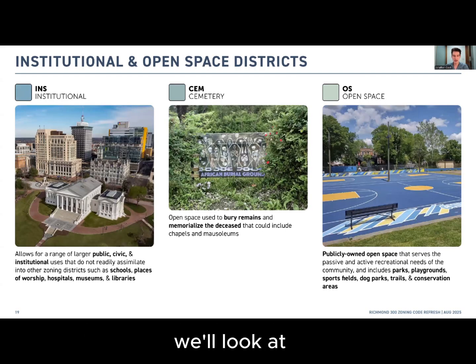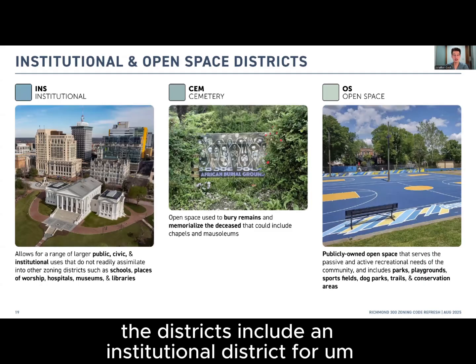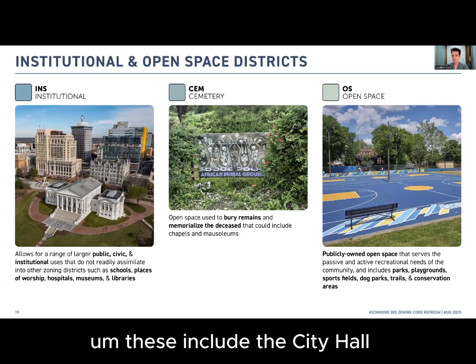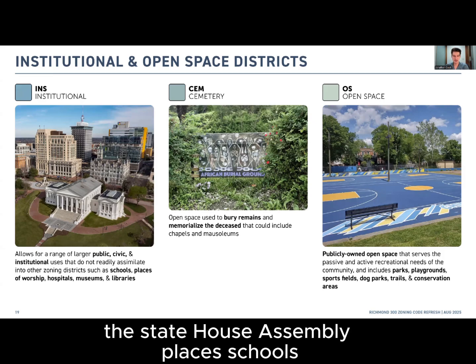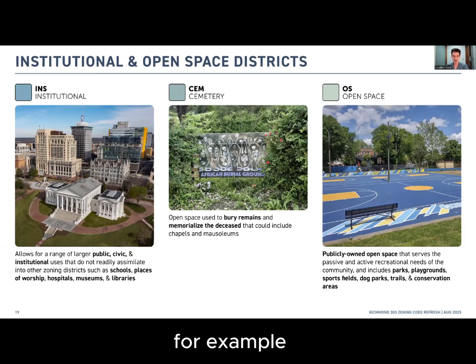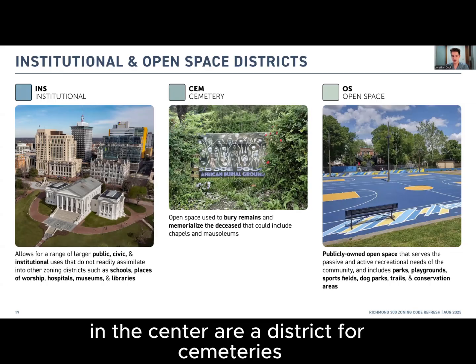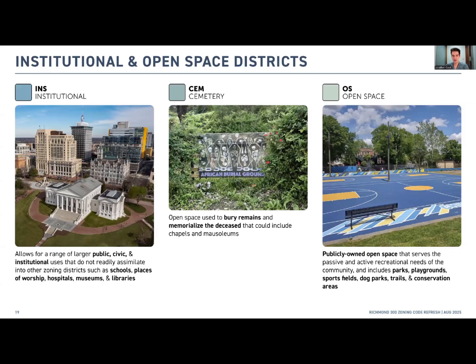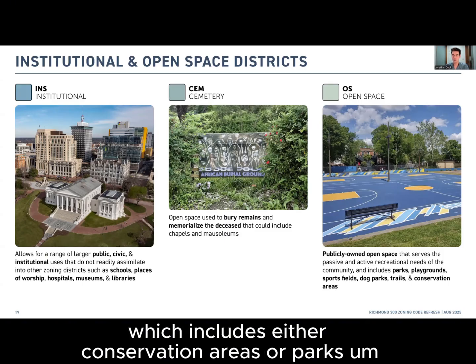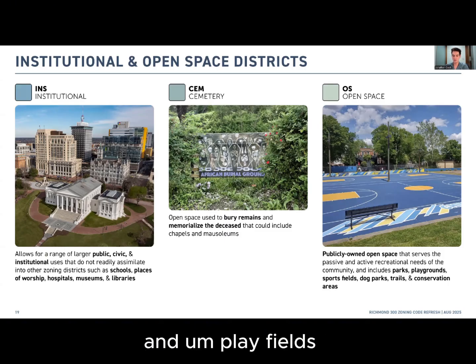Finally, we'll look at the districts that include an institutional district for large institutions, both public and private. These include the City Hall, the State House, assembly places, schools, universities, hospitals, and large church properties, for example. In the center is a district for cemeteries. Then on the right is an open space district, which includes either conservation areas or parks and playfields.